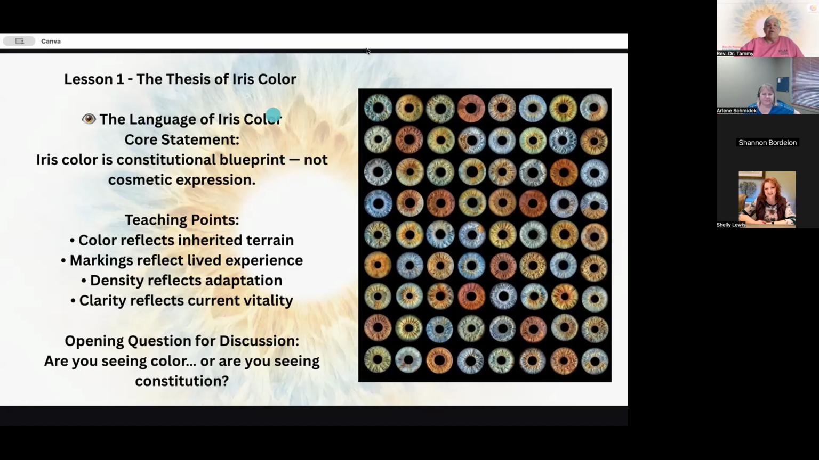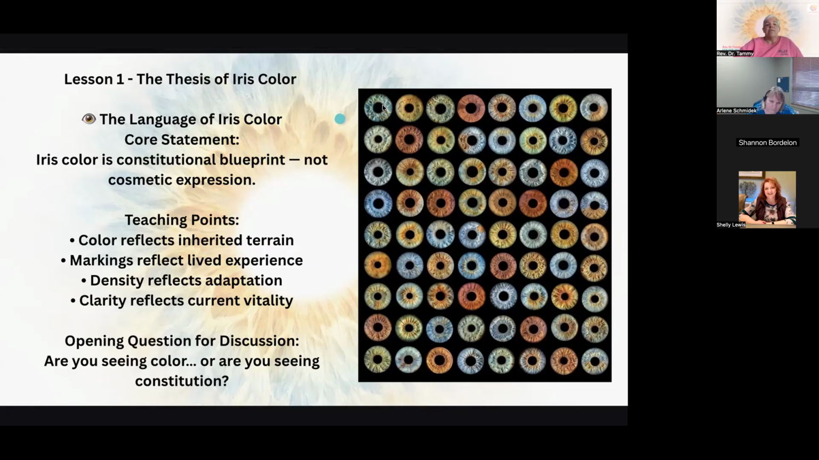All right, so the very first lesson was about the thesis of iris colors. The language of the iris color, the core statement: the iris is the constitutional blueprint, not the cosmetic expression like most people think. Oh, you got beautiful blue eyes. Oh, you got beautiful green eyes. The color reflects the inherited terrain. The markings reflect lived experience. The density reflects adaptation. The clarity reflects current vitality.